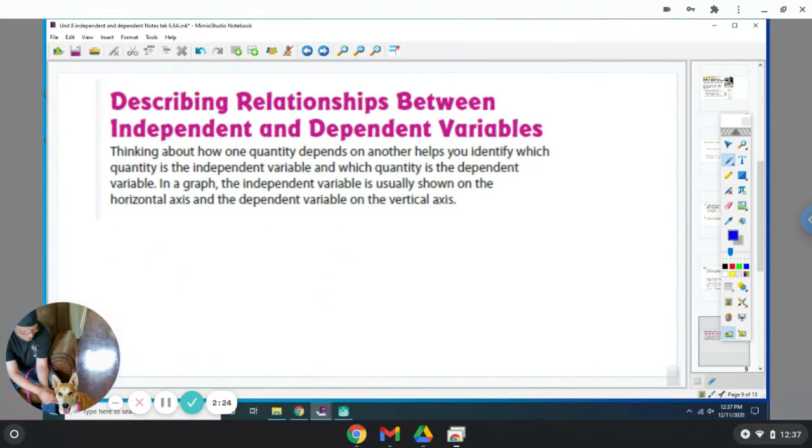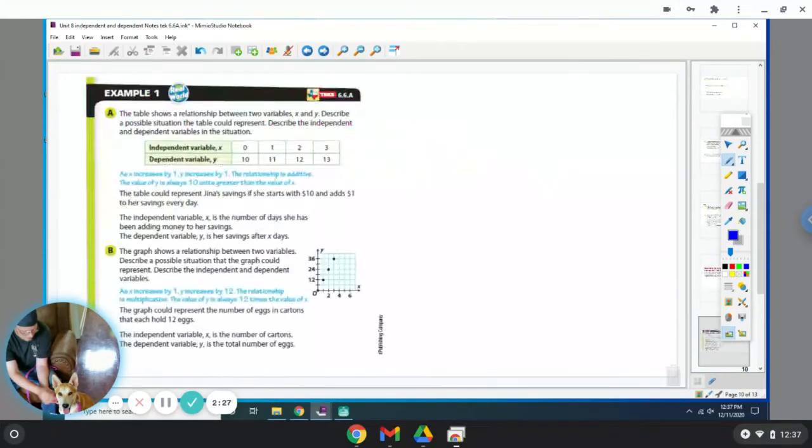All right, so describe the relationship between the independent and dependent variables. The table shows a relationship between two variables, x and y, and you describe a possible situation the table could represent. Describe the independent and dependent variables in the situation. So here when x is 0, y is 10. When x is 1, y is 11, 2, 12, 3, 13.